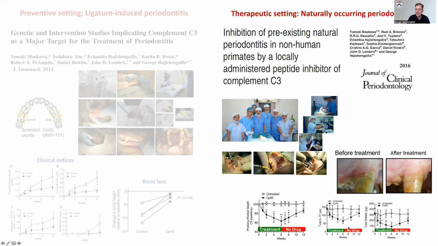We also analyzed inflammatory mediators from the gingival crevicular fluid. You can see significantly reduced levels of IL-17, a potent pro-inflammatory and pro-osteoclastogenic cytokine, and also reduced levels of RANKL, which is a potent osteoclastogenic factor promoting osteoclastogenesis and bone loss.